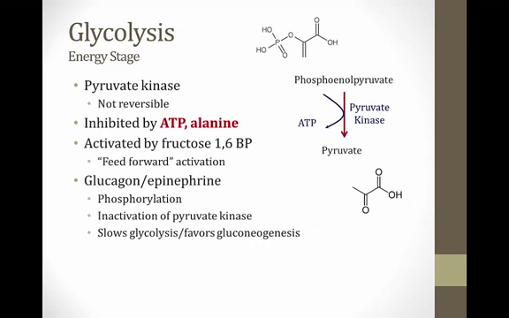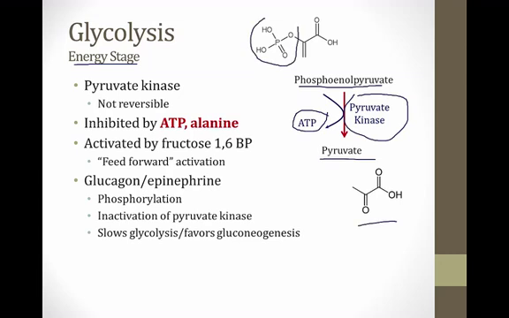Let's talk about the final reaction in the energy stage. That is the conversion of phosphoenolpyruvate to pyruvate. This step is catalyzed by the enzyme pyruvate kinase, and it generates an ATP. As you can see, phosphoenolpyruvate is basically a pyruvate molecule with a phosphate group added. This is an unusual reaction in that the enzyme has the word kinase in its name, but it does not add a phosphate group to the end product. It removes a phosphate group from phosphoenolpyruvate and donates that phosphate group to generate a molecule of ATP.